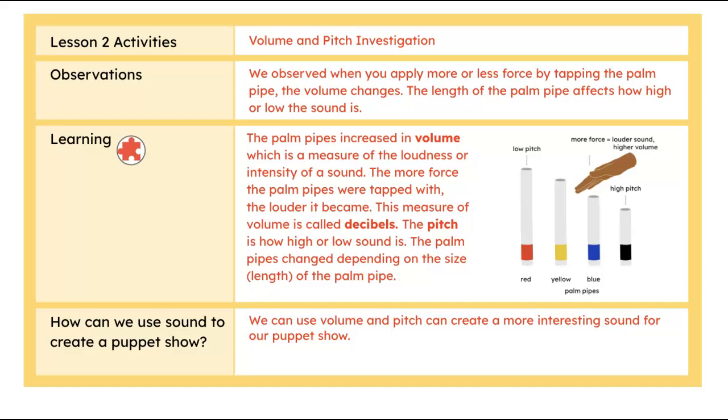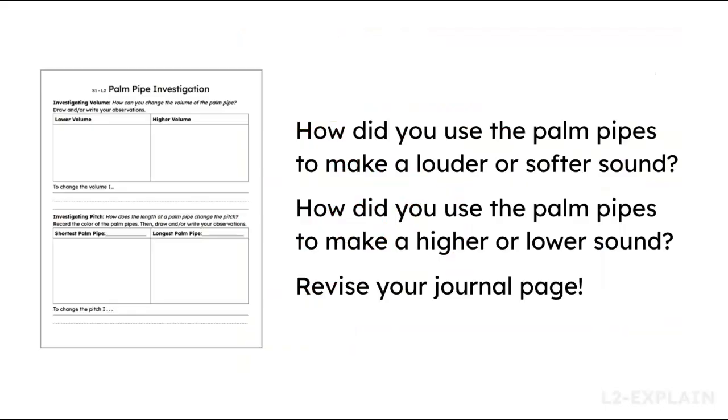By the end of the discussion, students should understand that they can use volume and pitch and create a more interesting sound for their puppet show. You'll complete the first 2 rows of the chart during the Explain and the last row during the Evaluate. During the discussion, students can check and revise their Palm Pipe Investigation Student Journal page.